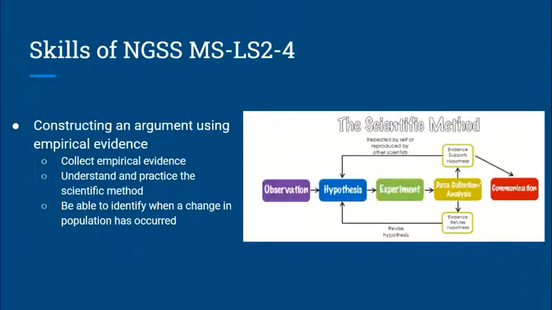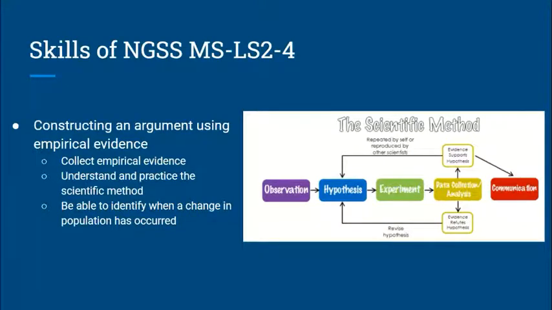The skills of this standard are to construct an argument using empirical evidence. So that's the main skill that is mentioned here. And I think once you look at that skill, there's some things you can infer from that. So one thing that can be inferred is that you need to collect empirical evidence when you're covering this topic. So that means using the scientific method.